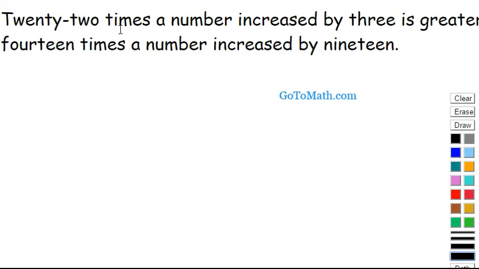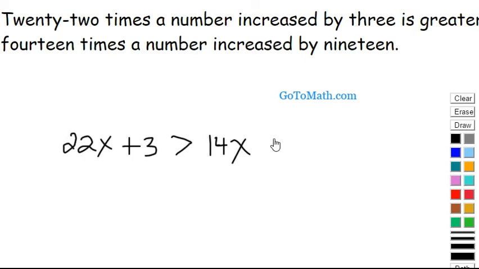Okay, we got 22 times the number increased by 3 is greater than 14 times the number increased by 19. Let's write this out mathematically. 22 times the number, we're going to let x be that unknown. So 22 times x increased by 3 is greater than 14 times the number. We don't know what that number is, so we'll let it be x, increased by 19.